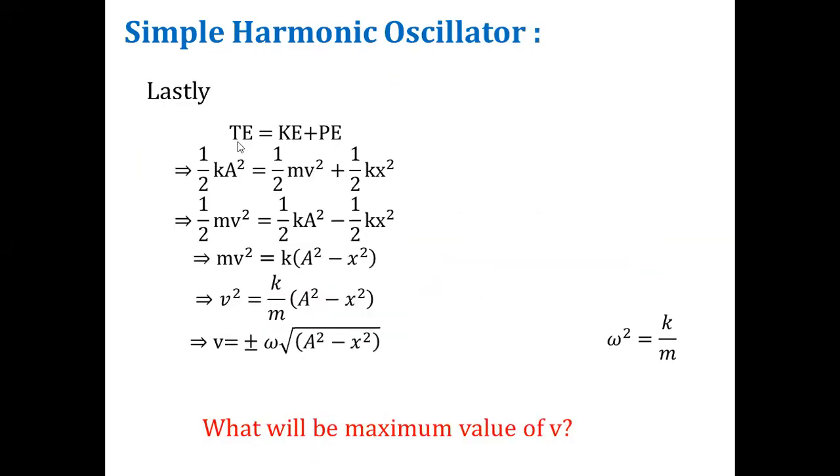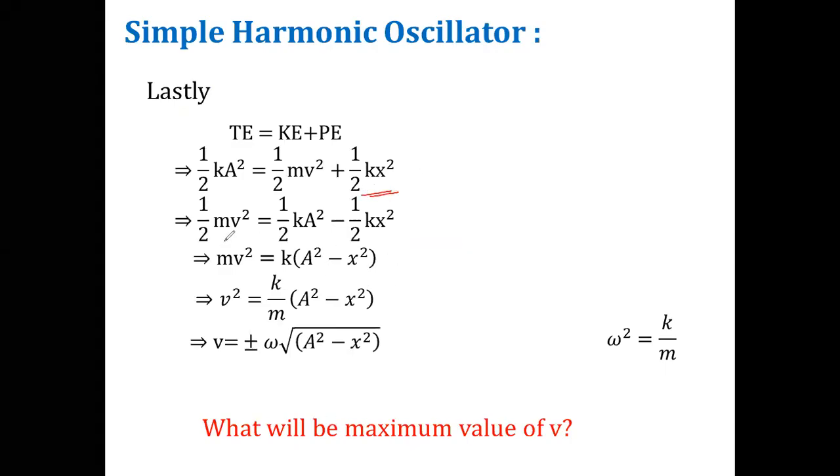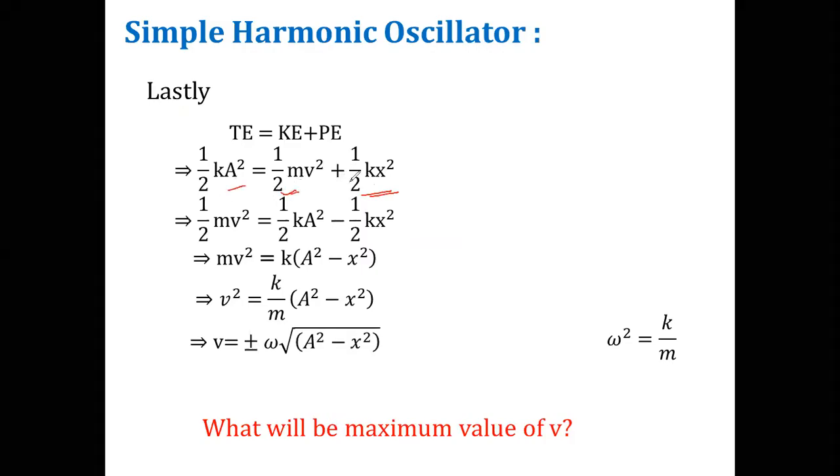Now let's talk about the total energy. Your total energy we said is equal to kinetic energy plus potential energy. This derivation is basically to get the expression for velocity at any location during the oscillation. So your total energy is equal to 1/2 k a square. Kinetic energy is 1/2 m v square, and your potential energy is given by 1/2 k x square. You can rearrange the terms here, bring this term on one side and the other terms on the other side.